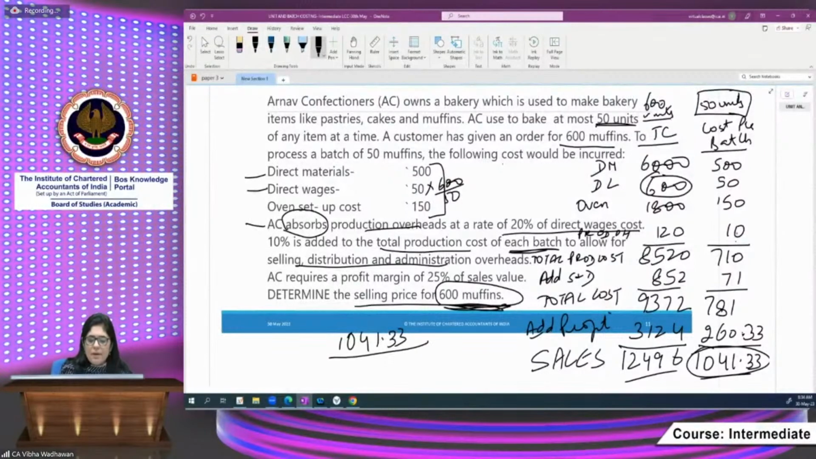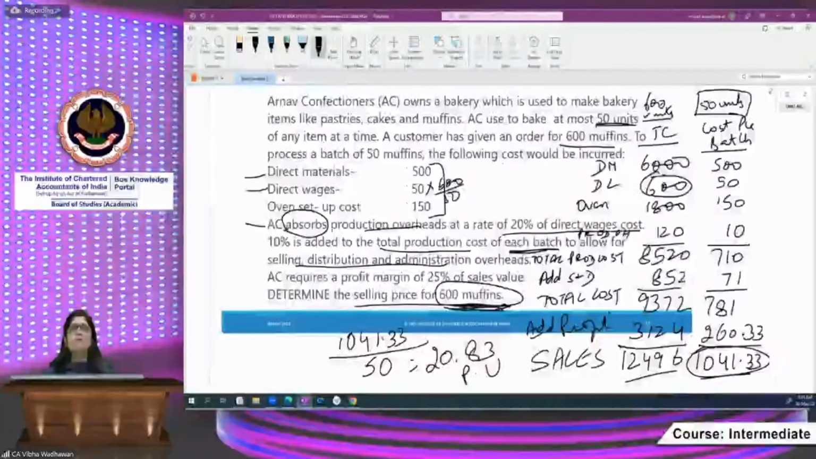Here, per unit will be divided by 50. It's 20.83 per unit. See, we have calculated the selling price both ways. Selling price per batch of 50 muffins will be 1041 and selling price per muffin for one muffin.